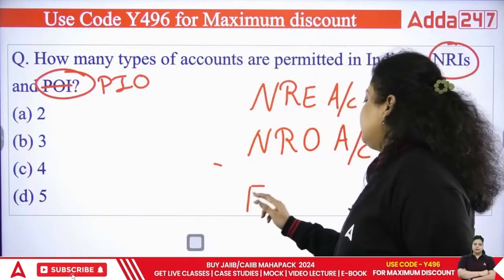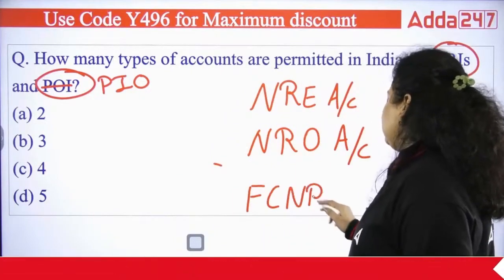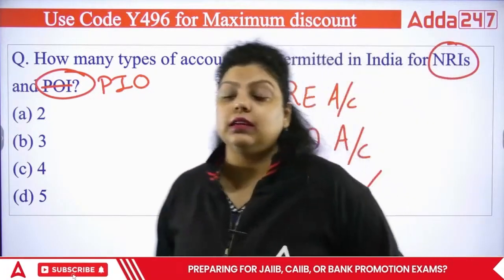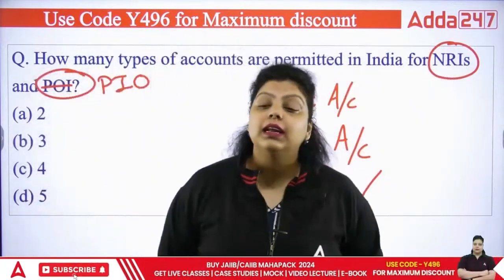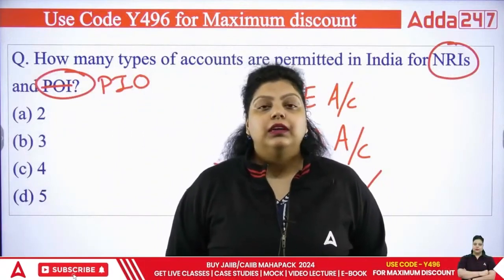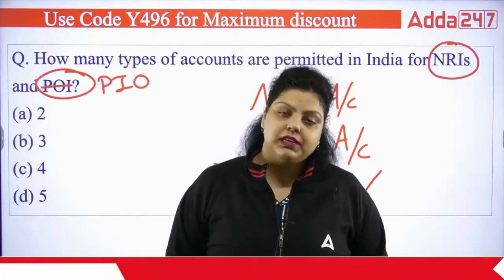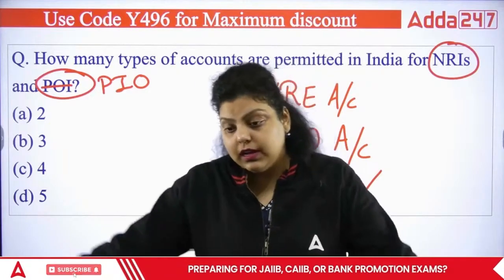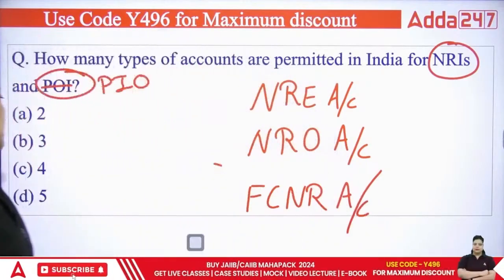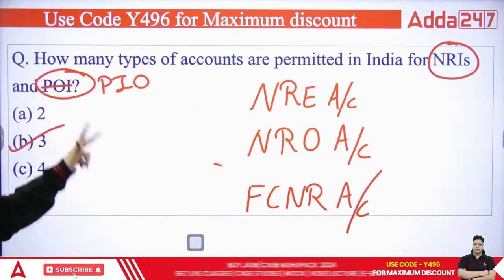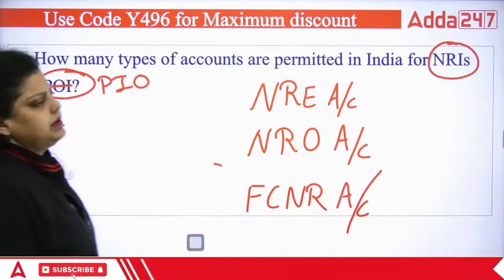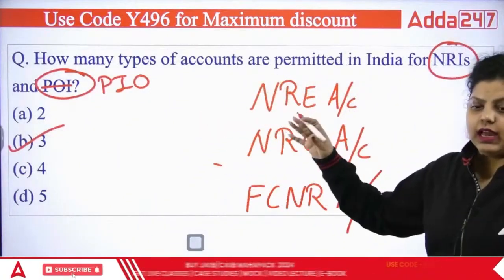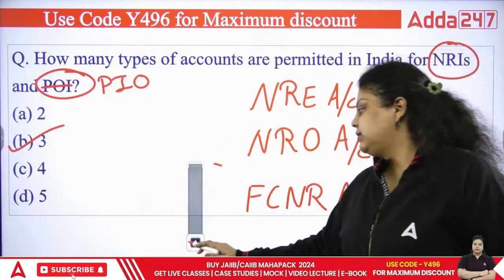And the third, we have the FCNR account, foreign currency non-resident account. This is the account in which foreign currency term deposits can be opened by the NRI and PIO. The foreign currency term deposit will be done in those currencies which are in demand in the market. Almost all currencies we are allowing, but there are certain currencies which are in demand in the market, and they will get preference here. So these are the three types of account: NRE, NRO, FCNR. So your right answer will be option B.